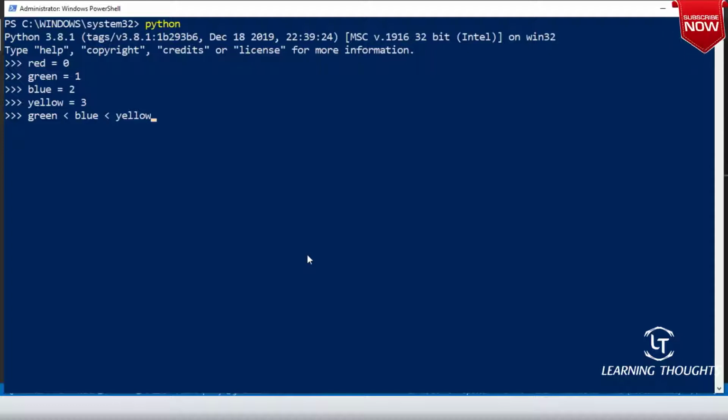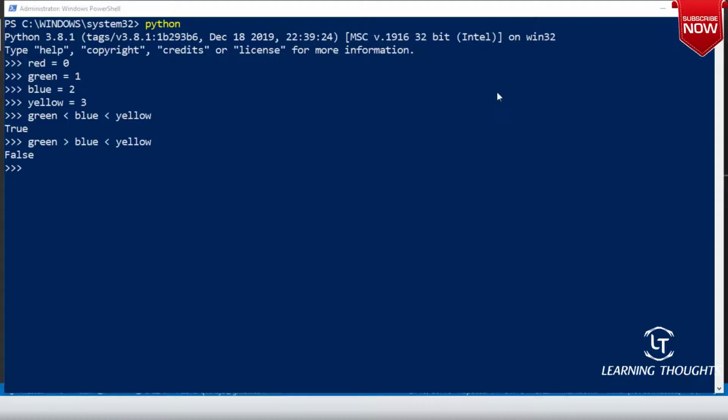Generally, these things don't work. Okay, but let us see. Is Python trying to tell us this? Now, if I write green is greater than blue, and blue is less than yellow. Is this true or false? Is it working out? Yeah. So this is something which Python calls chaining.